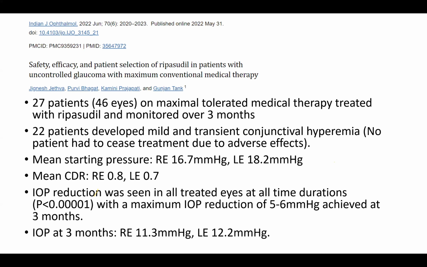The study found that all patients had an IOP reduction, and the maximum IOP reduction was achieved at 3 months. So the mean IOP at 3 months in these patients in the right eye came down to 11.3 and left eye came down to 12.2. So it's quite an interesting little study because if we're looking at patients that are already on maximal medical therapy that we're now considering surgery, it may be one to consider, but obviously this is quite a small study.